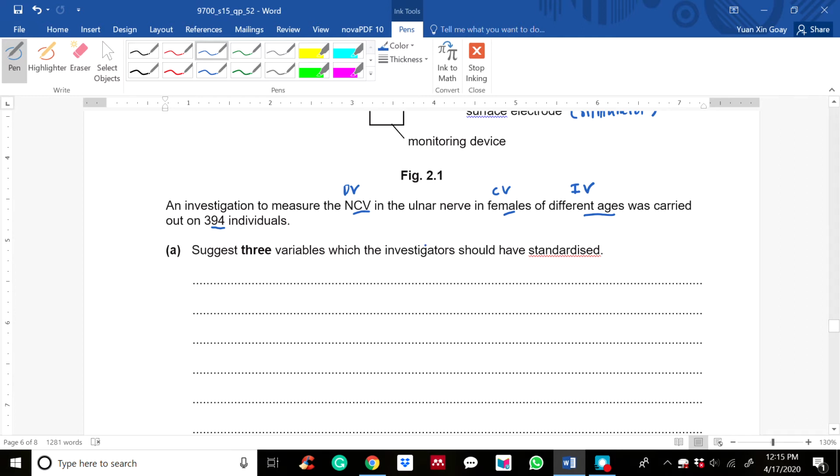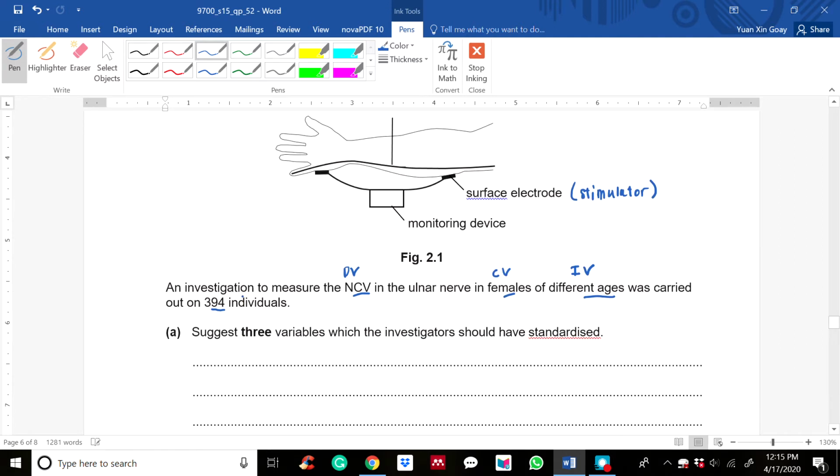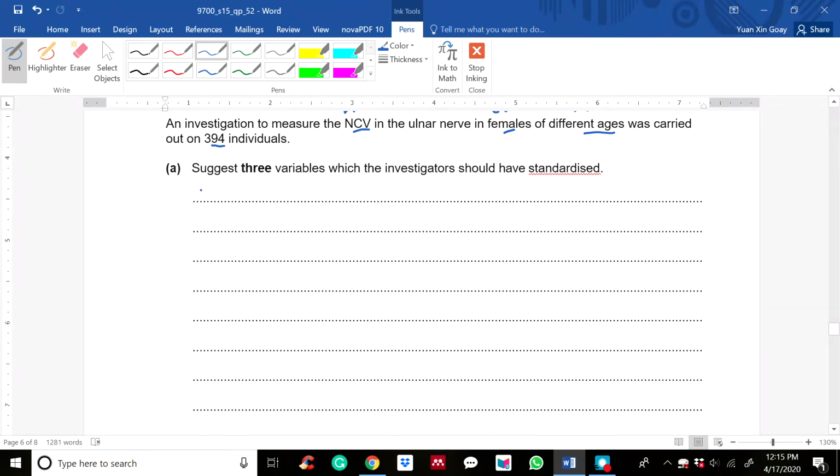Suggest three variables which the investigator should have standardized. So in this case, you only want to look into the effect of age on nerve conduction velocity, but not other factors. So other factors that may have an effect on the results need to be constant. So what is the other factor that will affect NCV besides age? Body mass or body weight. Those people that have a high body mass index or high BMI usually have lower NCV. So body mass will affect NCV.